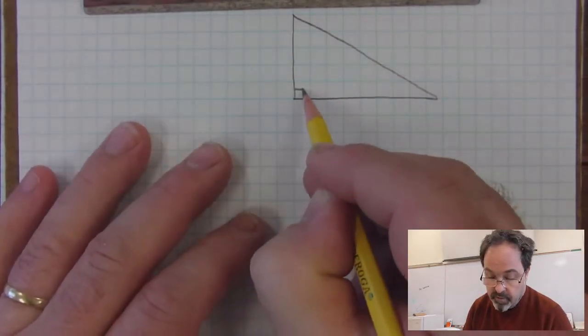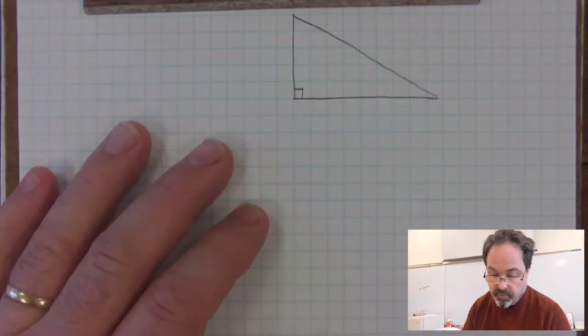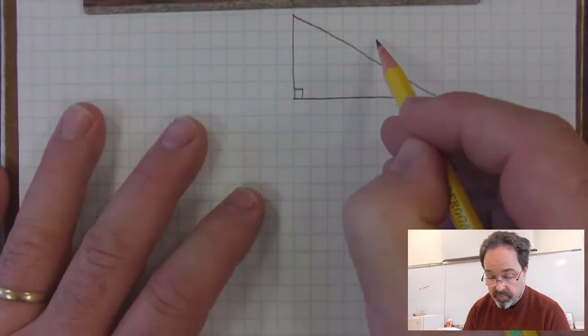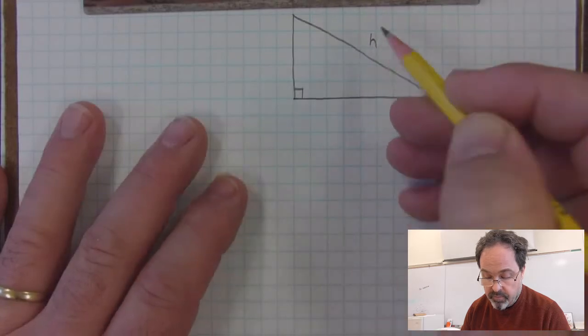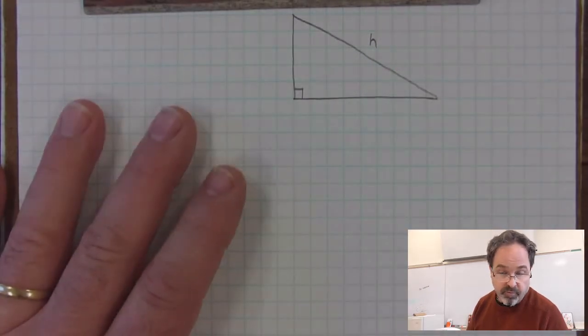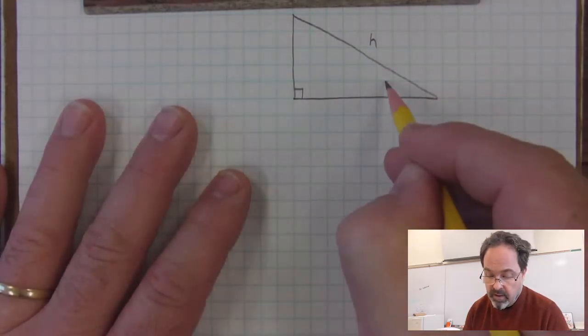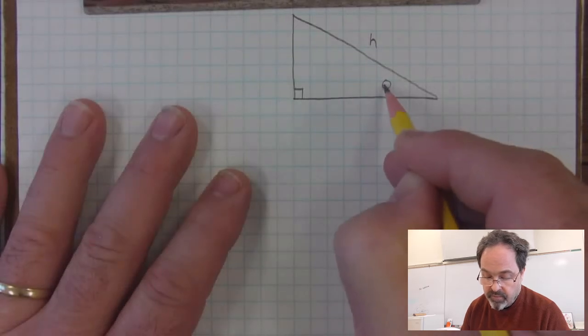This is a right triangle because it contains a right angle. I'm using the right angle symbol, and opposite that right angle is the hypotenuse, which I'll label H. H for hypotenuse. I'm going to label an angle in this triangle theta.